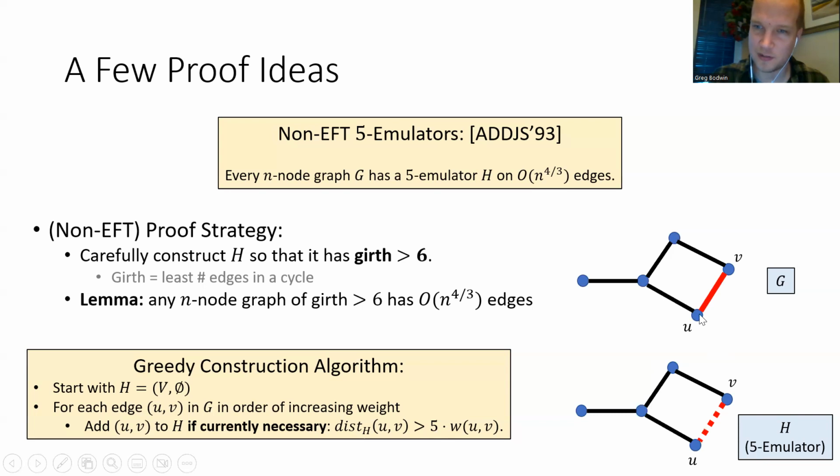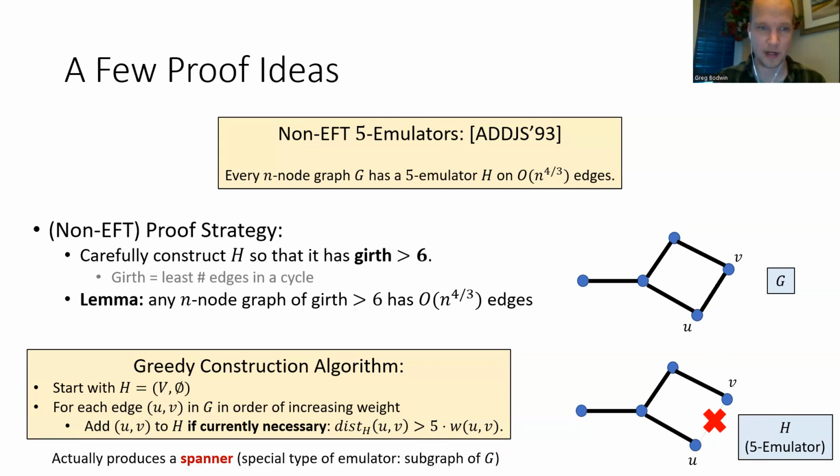Here we notice that the distance between these nodes in the original graph is 1, and the distance between these nodes in the emulator is 3. There's this path of 3 edges that we already added. And so therefore, we already have better than a 5 approximation between u and v in the emulator. And this edge uv is not currently necessary in the emulator. So we would instead reject it from the emulator at this point. So this is specifically the 5-emulator that would be built.